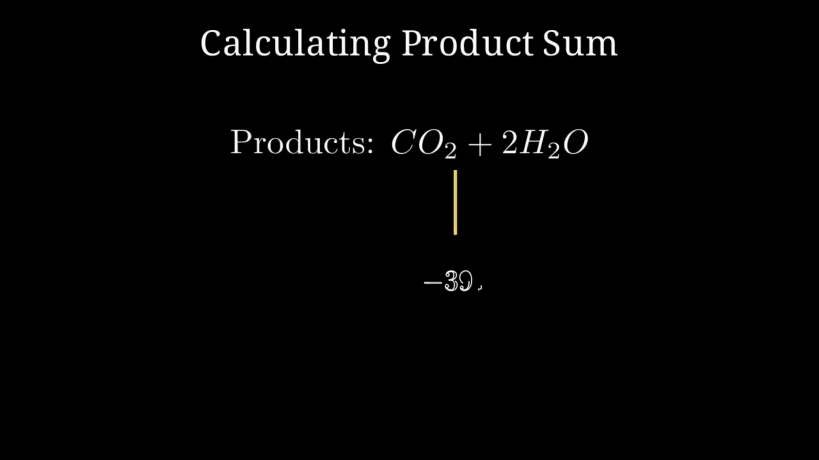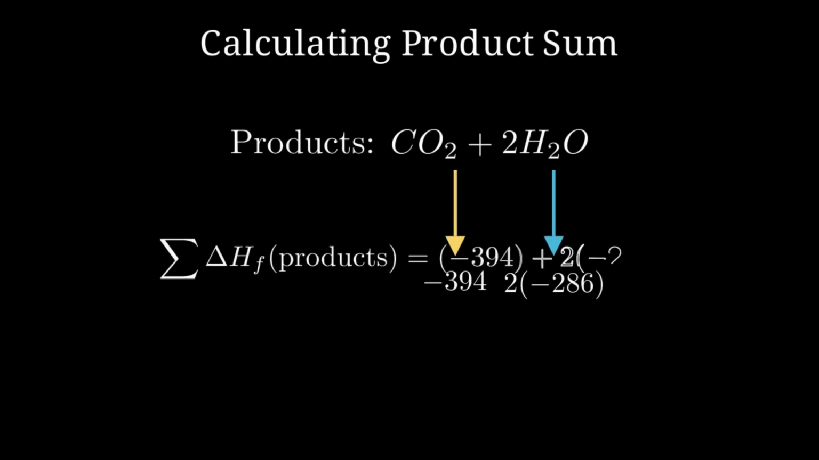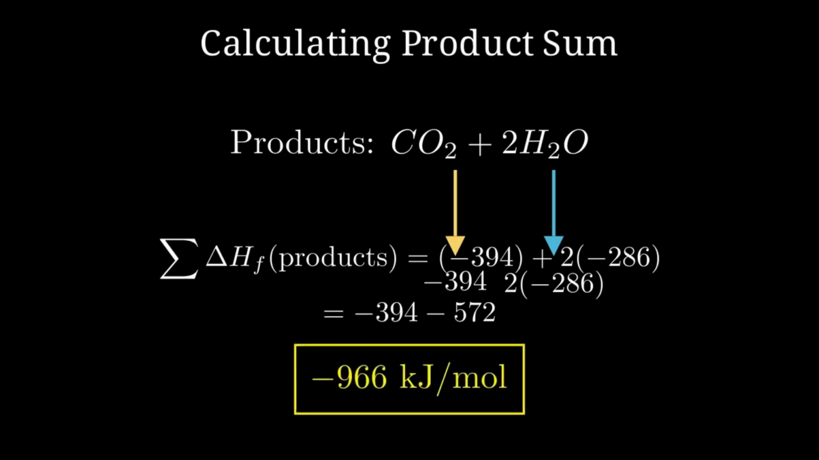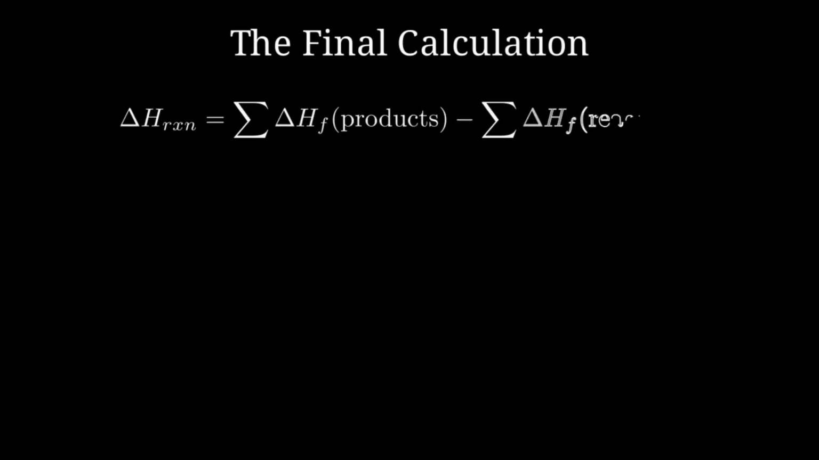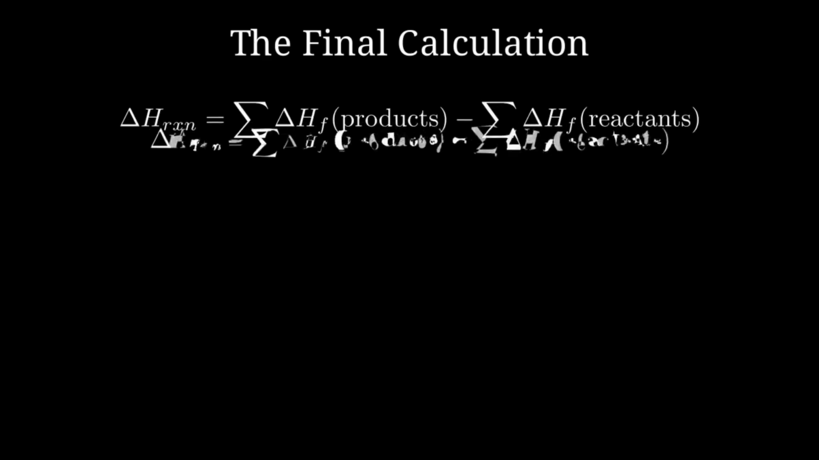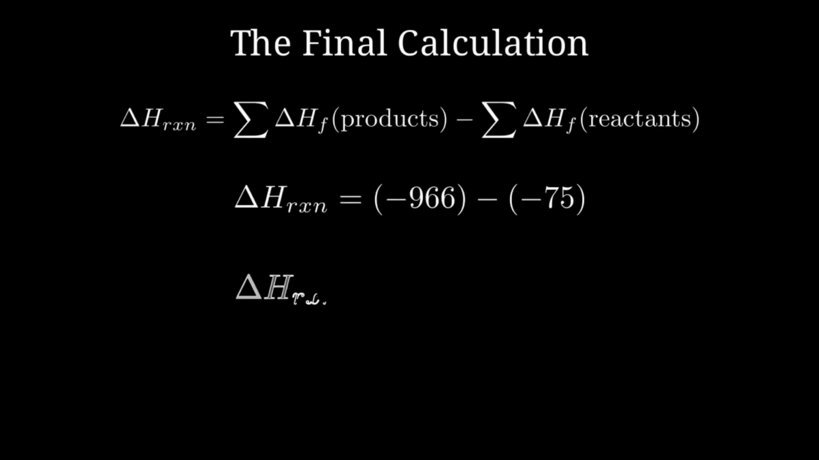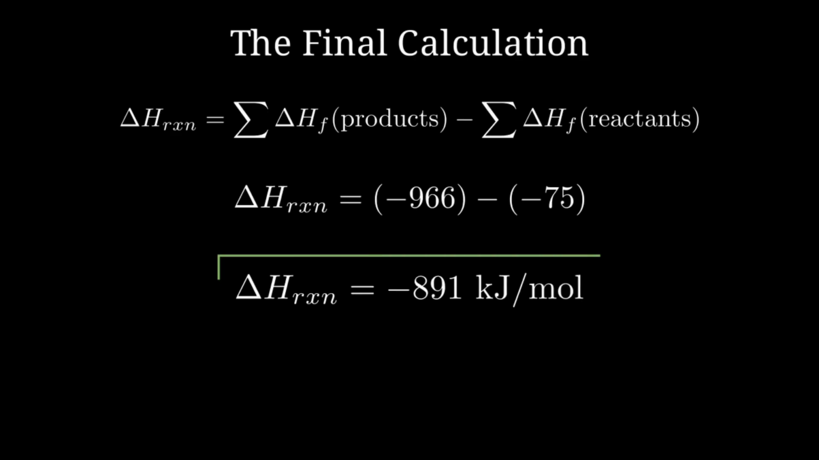Next, we calculate the sum for the products. We must multiply the formation value of water by 2 because there are 2 moles produced. This gives us a total product enthalpy of negative 966 kilojoules. To find the reaction enthalpy, we subtract the reactant sum from the product sum. Subtracting negative 75 from negative 966 results in a final reaction enthalpy of negative 891 kilojoules per mole.